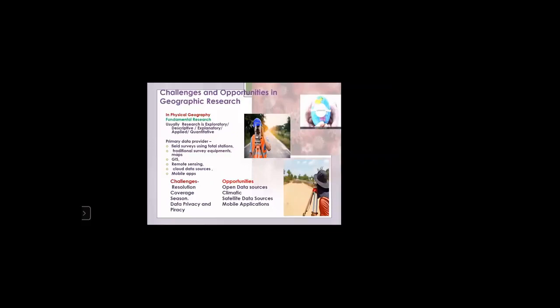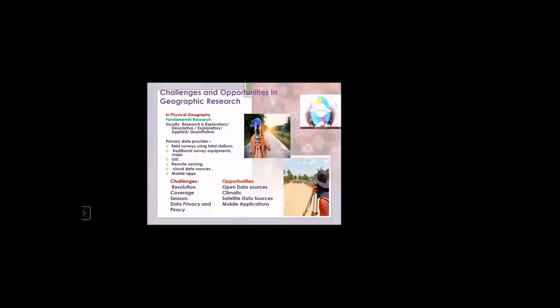And in physical geography also, most of our research is, I think, explanatory to a certain extent and applied in some cases. And here the primary data provider is not the people, which we should be happy about, however our movement is restricted. We cannot travel to such places, and we don't know whether we'll have to take permission to conduct field surveys. If you are conducting your research in areas which are vulnerable, you need to get permission, and again you're going to face problems.